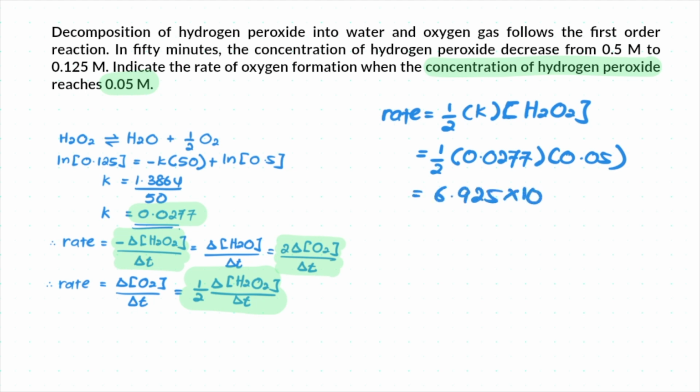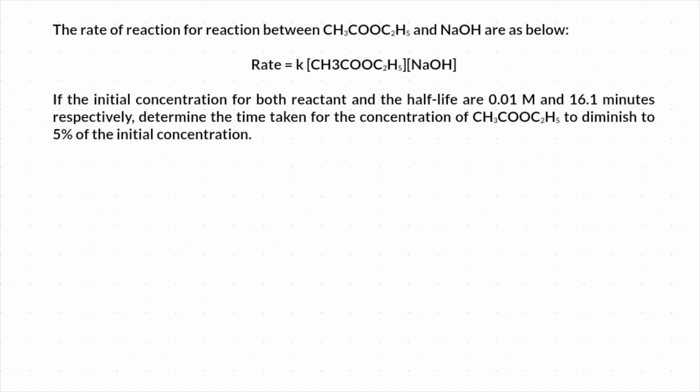6.925 times 10 to the power of -1 molar per minute. So the concentration is in molar and the time will be in minute. So this is the final answer for the first question. Let's move on to question number 2.